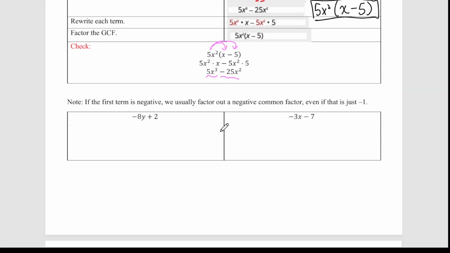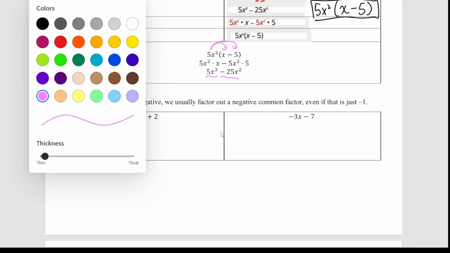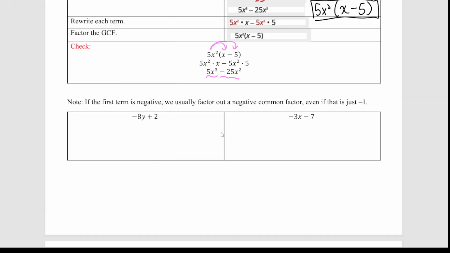Also keep in mind that by convention, if our leading term is a negative, we typically will also factor out that negative 1. It's going to make it easier later on if the thing left in parentheses does not have a leading negative 1. So in particular, let's take a look at some examples. Between negative 8y and 2, their greatest common factor would be 2, because 2 goes into both of those. So I can factor out a 2, but I actually want to factor out a negative 2 because the negative 8y starts with a negative.